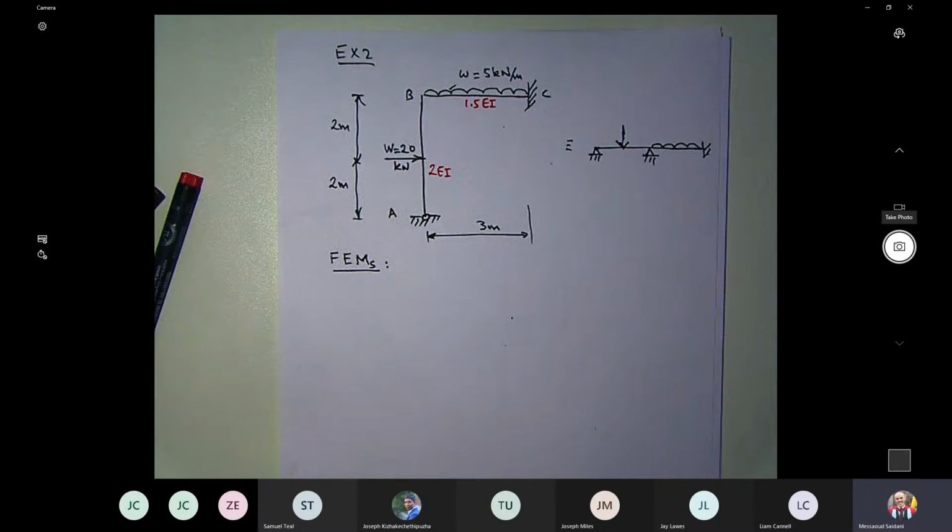Okay. Yeah. So let's do now BC. That's member BC, fixed, UDL, W, 5 kilonewton per meter, and the span L is 3 meters. And these are the fixed moments at B and at C. So we have FEM BC.